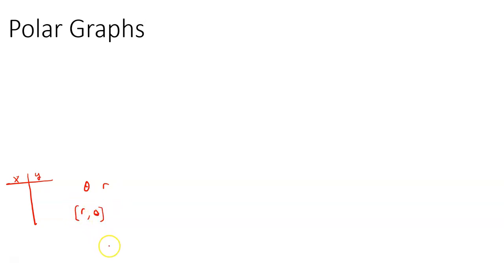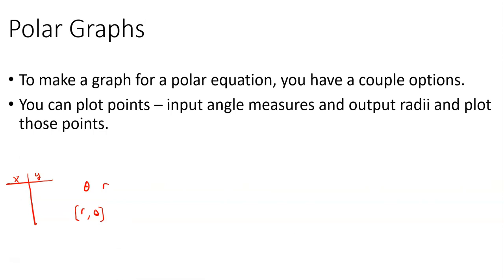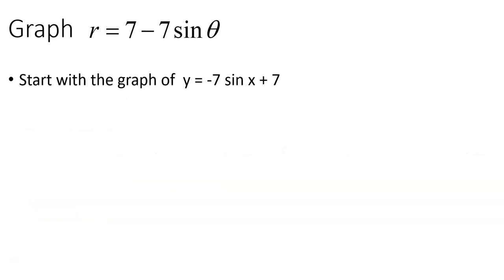Another way to do it is to look at the original function in rectangular form and see how the polar function matches up. I like that method better because unless you have some idea what these functions do in terms of r's and thetas, it's going to be tough to graph them accurately, because you're going to get a bunch of points on the plane. But as you'll notice when you do these, not all of them connect directly the way we think they do. So I mentioned a couple of things we can do. We can input angle measures and output radii. You can also look at the corresponding graphs in rectangular form, which is what I'm going to do.